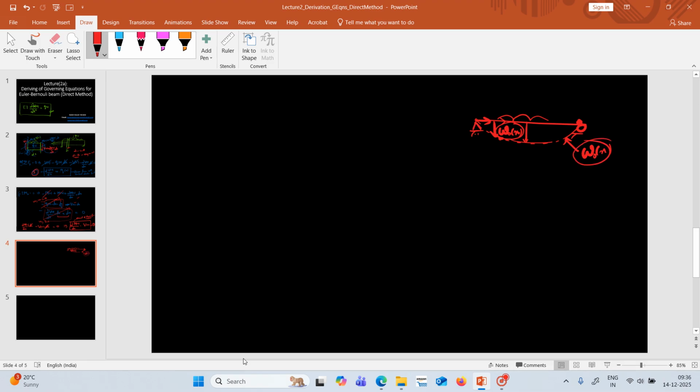Now if we take the slope at any point, how do we take it? We draw a tangent to the curve and measure it with the x-axis. That is theta, which is del w naught of x by del x; if it is clockwise, it would be a minus sign. That is the slope. So the tangent at this point gives the slope. And what is curvature? Curvature is the rate of change of slope, d theta by dx.